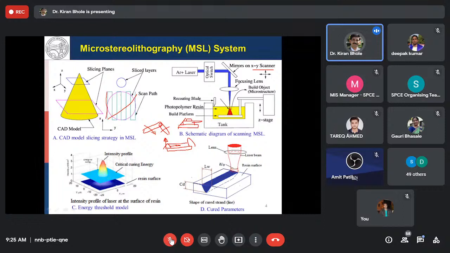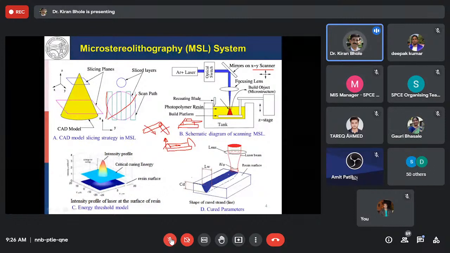If we take this intensity profile, and this is the region beyond which the energy is beyond the critical energy of the resin, then only photopolymerization is going to take place, right? And as a result of the Gaussian profile of our laser, when the laser is scanning, we are not getting a rectangular line of rectangular cross section. Rather, we are getting a cross section that is Gaussian in nature. So this is the cure depth, and this is the line width, and this is the line which is getting traced by the laser beam.